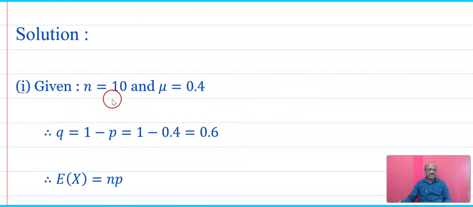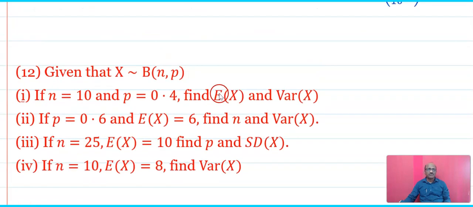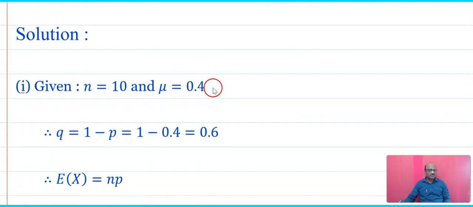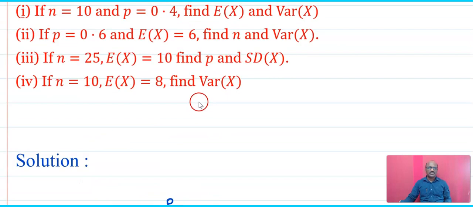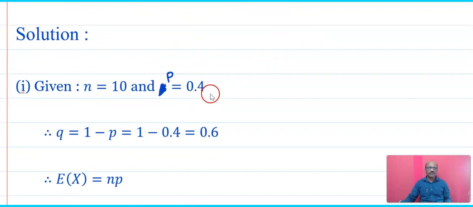Given N is equal to 10 and the mean P is 0.4. Here Q is equal to 1 minus P. Sorry, here P is equal to 0.4, N is equal to 10, and Q is equal to 1 minus P, that is 1 minus 0.4, which is 0.6.